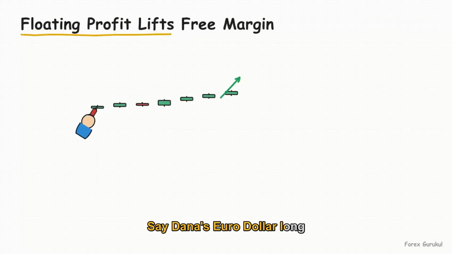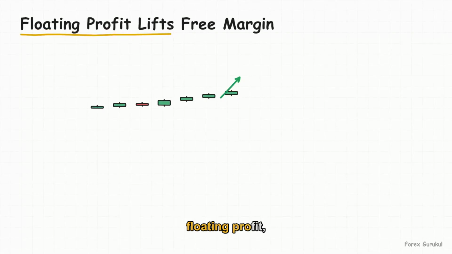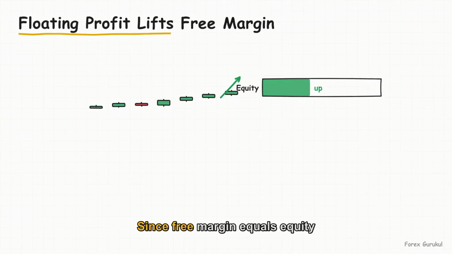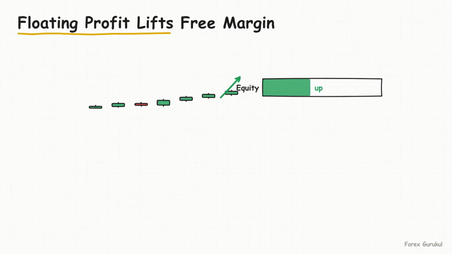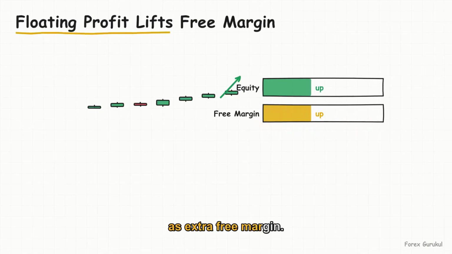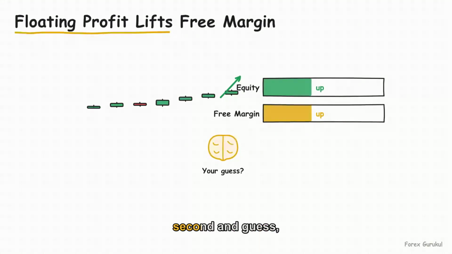Say Dana's EURUSD long moves further in her favor. That unrealized gain is called floating profit, and it flows straight into equity. Equity goes up in real time as the trade prints green. Since free margin equals equity minus used margin, and used margin does not move, that entire gain shows up as extra free margin. Pause the video for a second and guess.